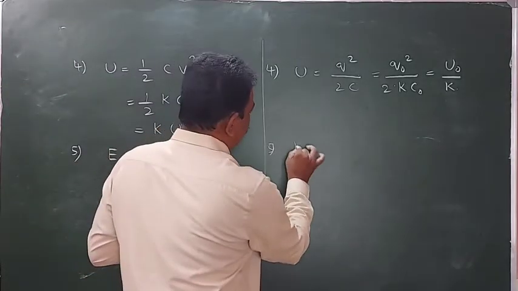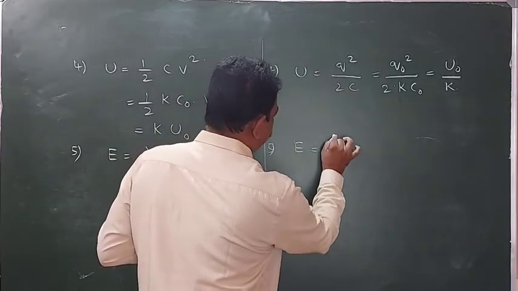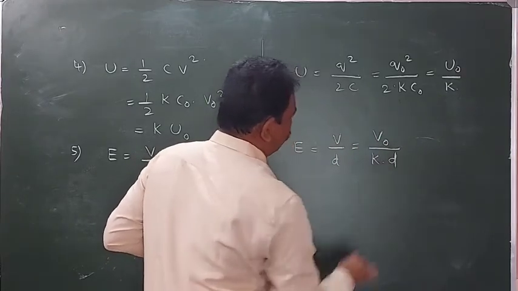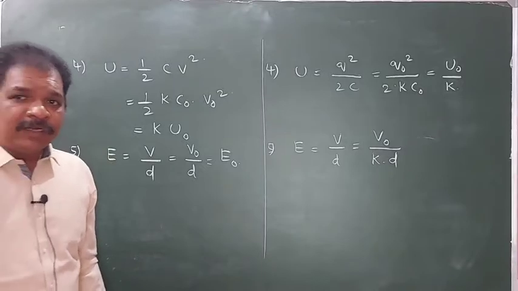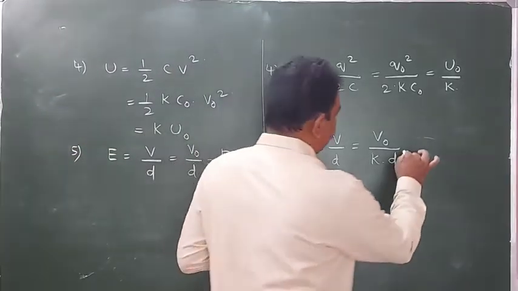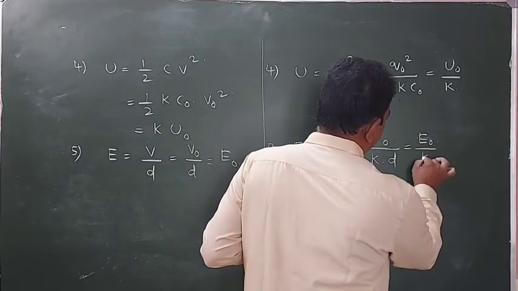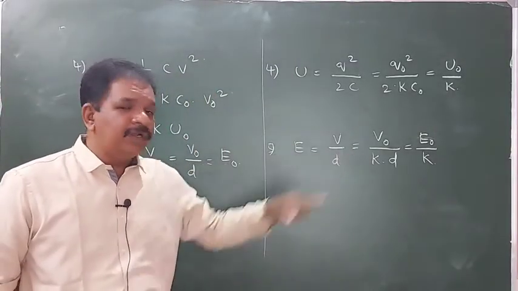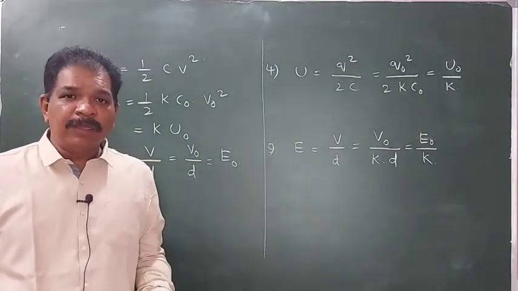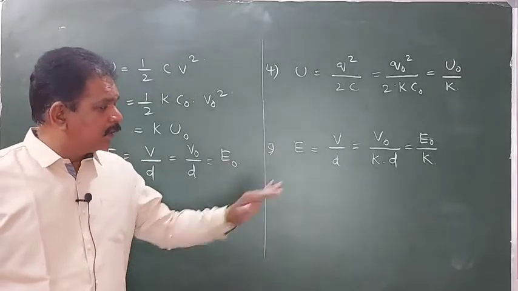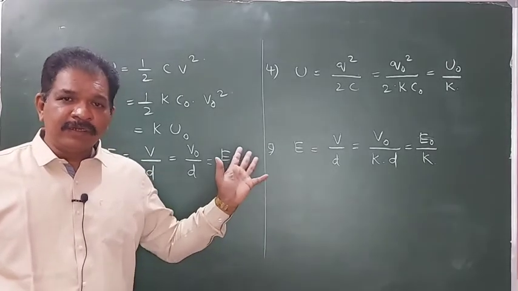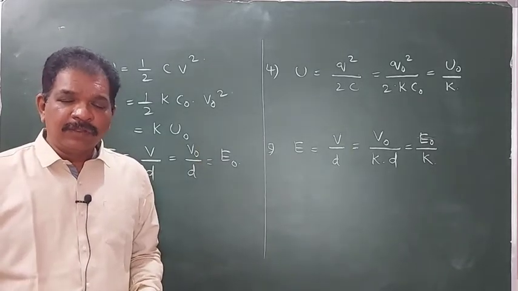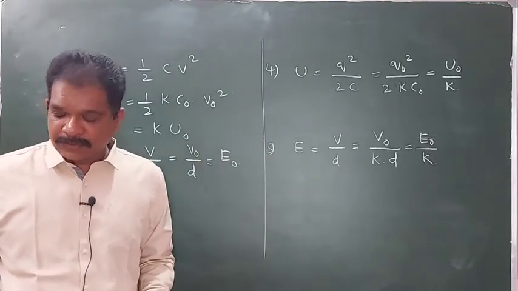Next, here electric field E is equal to V by D. V value is V naught by K into D. V naught by D is equal to E naught. So this value is E naught by K. So electric field will decrease by 1 by K times. Clear? In this way, we can study the different factors when dielectric is introduced.